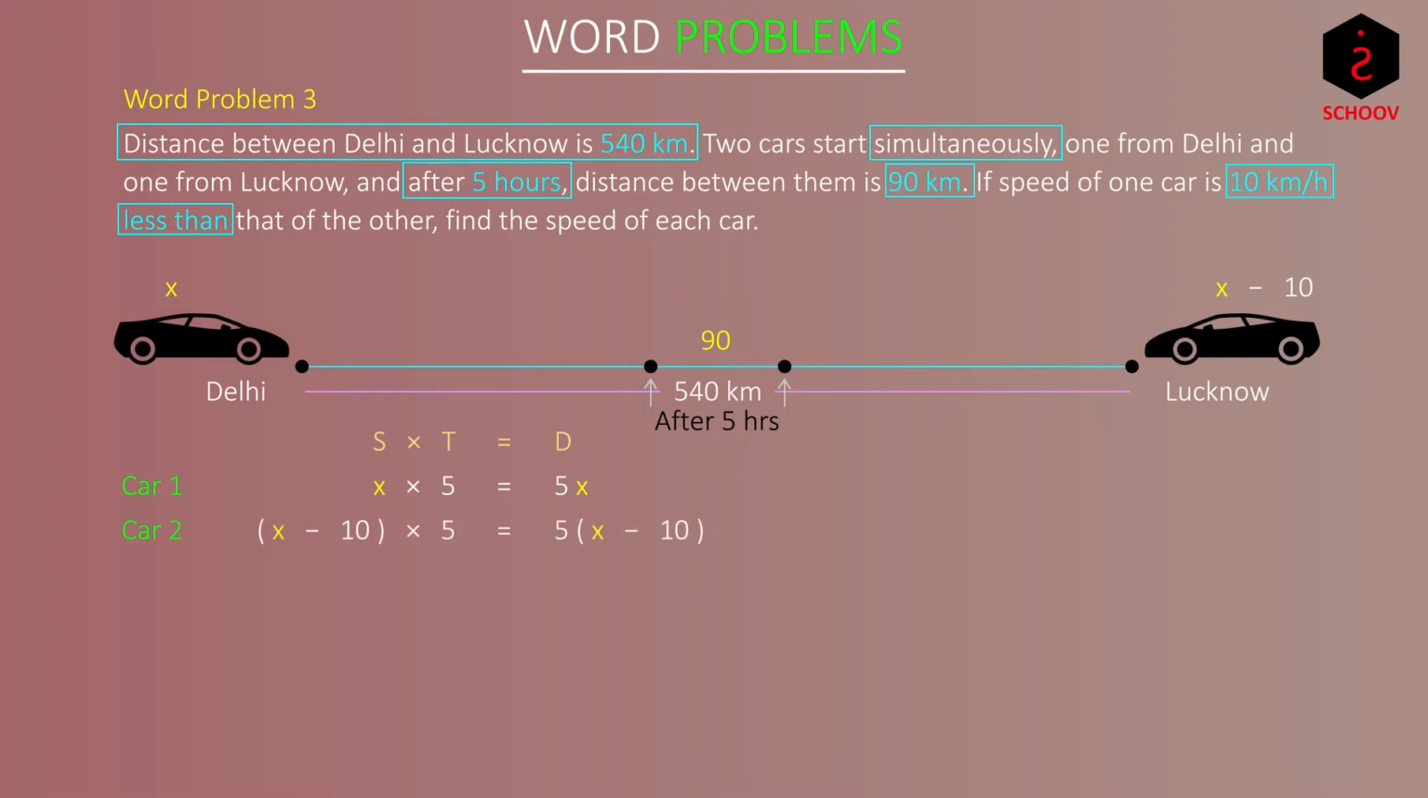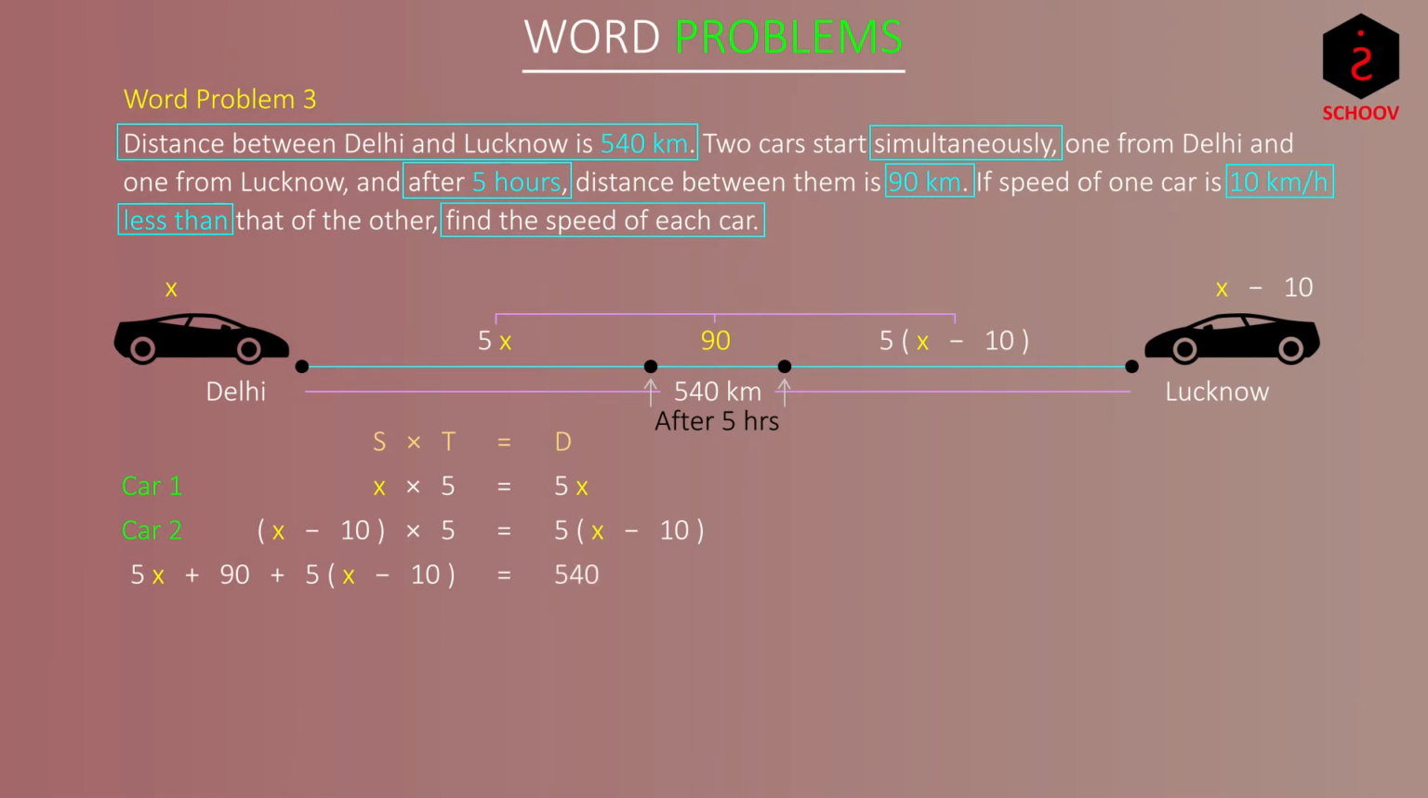So let's write that on the figure. 5x, and this one for car 2, 5 into x minus 10. Now the question says find the speed of each car. So we can form an equation. Look for something that can make an equation. If you look at the figure, these three distances add up to the total distance. And if we write that below, we get an equation.